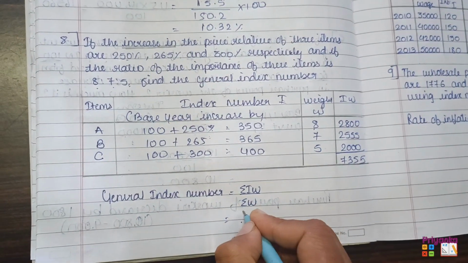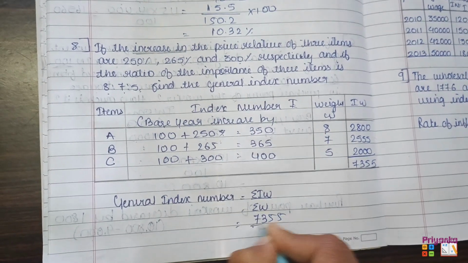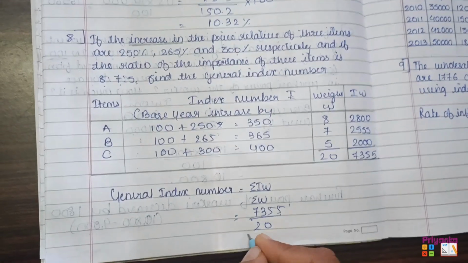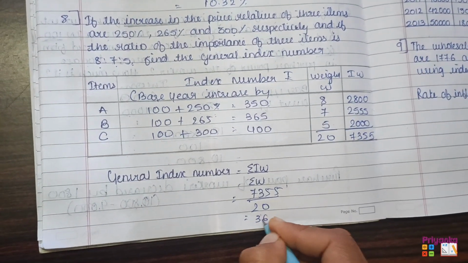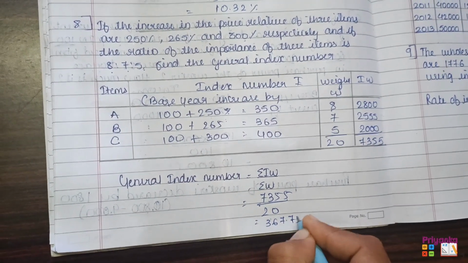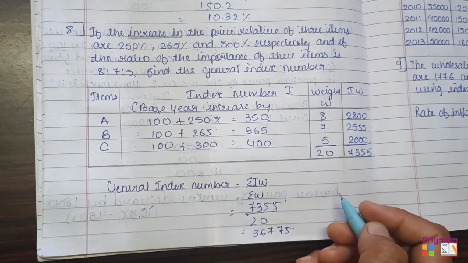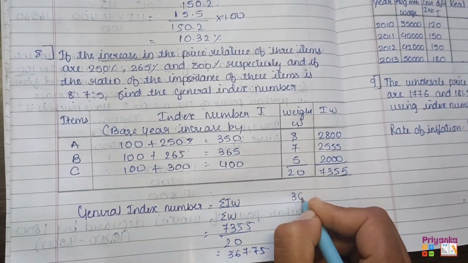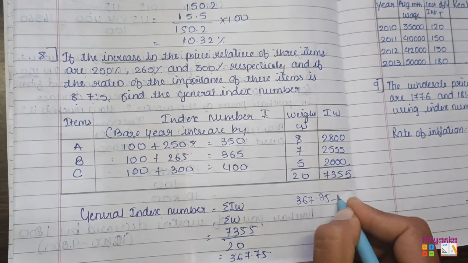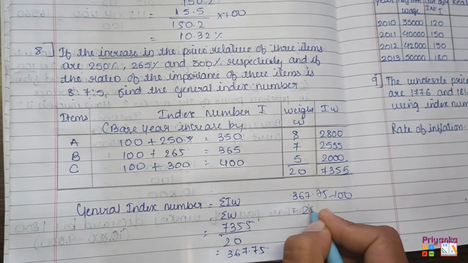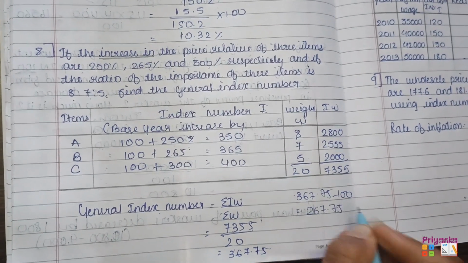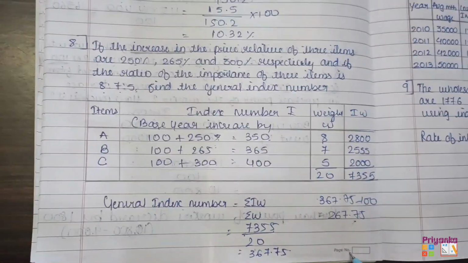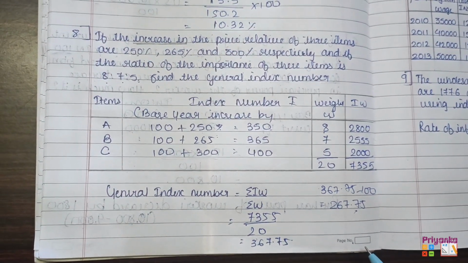Here we take 7,355 and divide by the total of weights, that is 20. Get the calculation, it is 367.75. Now for the interpretation, 367.75 minus 100 gives 267.75, which is the increase in the current year as compared to the base year. You have to write this theory. As I don't have space, I am not writing it here.